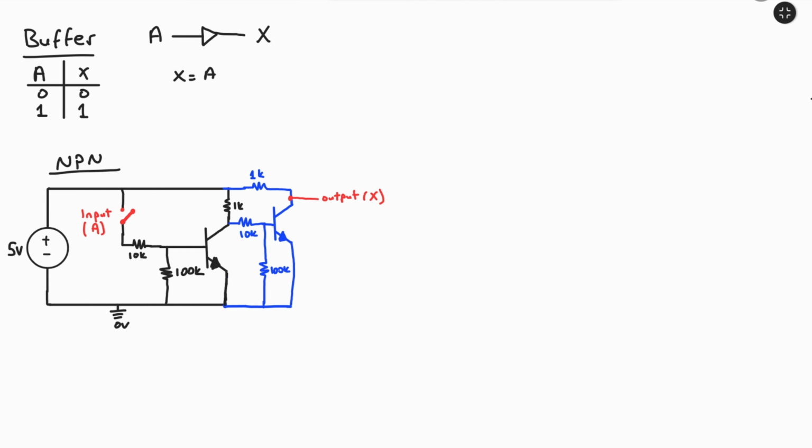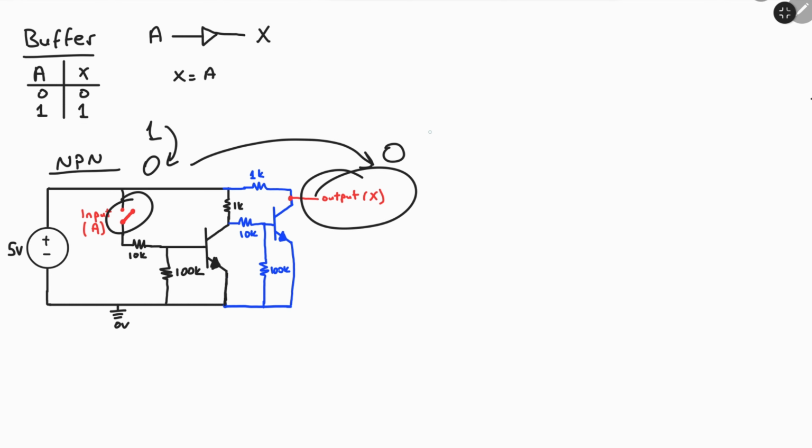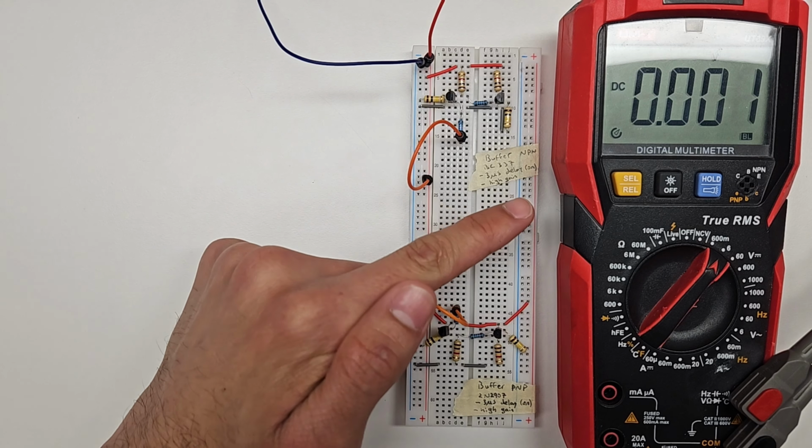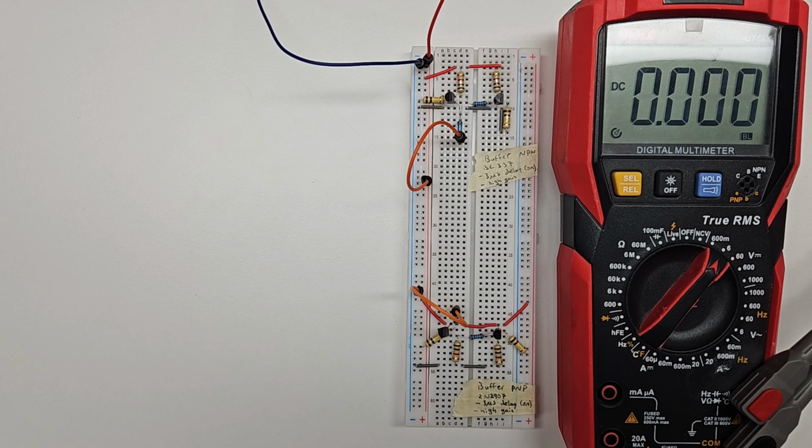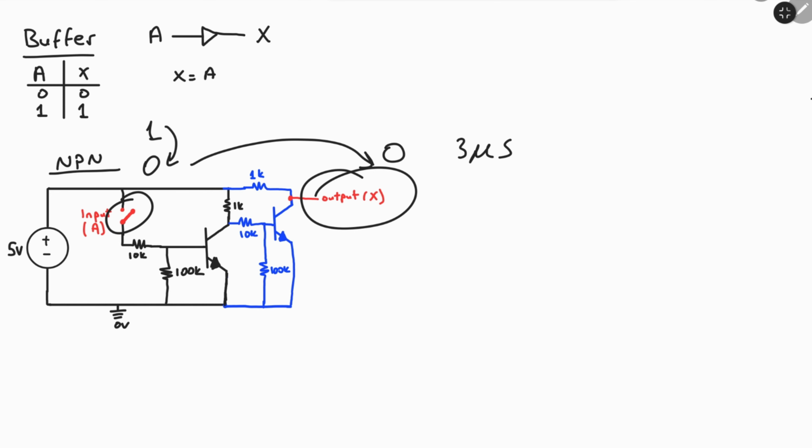Moving on, the buffer gives exactly the same input as the output, so it doesn't change anything logic-wise. So you might wonder why it's useful then. It's useful because it adds a delay from input to the output. So if you give a 0 coming from a 1, this 0 takes some time to appear here. In my case, I measured the delay with an oscilloscope, and it's 3 microseconds. It's tiny, I know, but in your application, if you need more delay, then you can just keep adding more and more transistors here and add more delay.